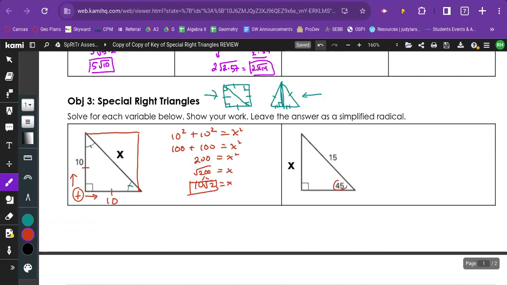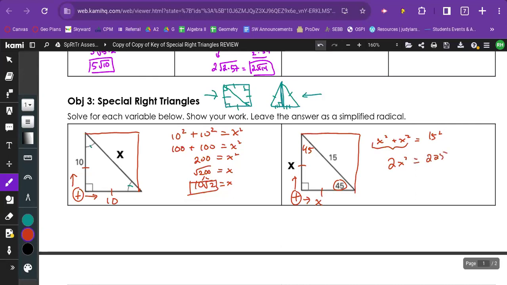We've got the 45-degree angle, which means this is also 45, which means that we're dealing with, again, a square. So these two sides are equal. So if that's an x, this is also an x. So we can do the same thing, Pythagorean theorem. x squared plus x squared equals 15 squared. This becomes 2x squared equal to 225.